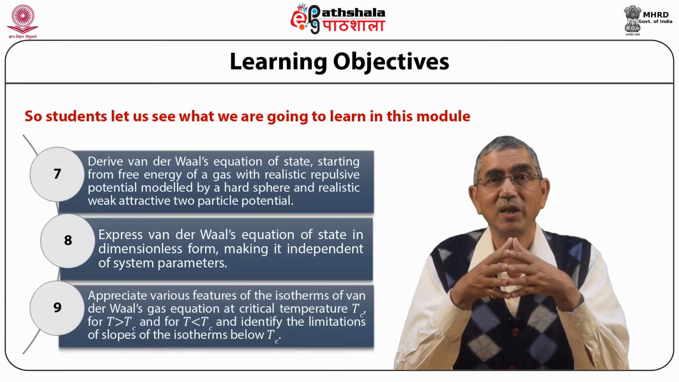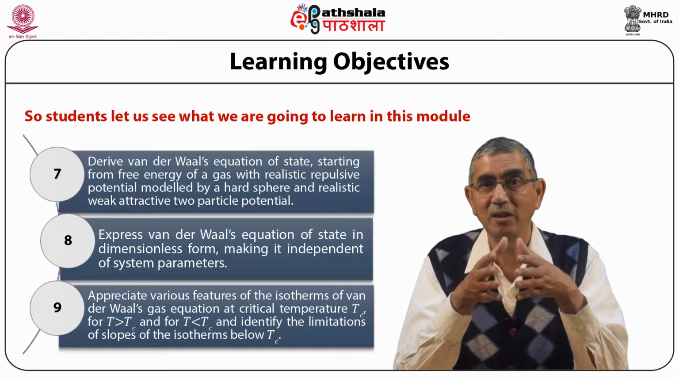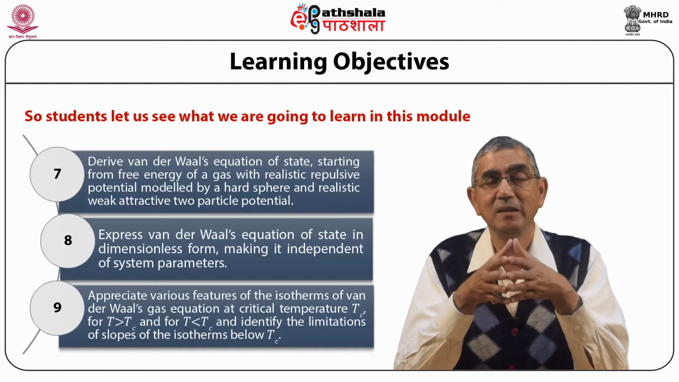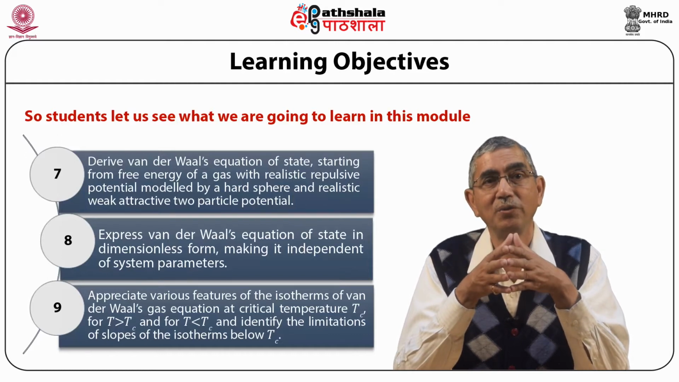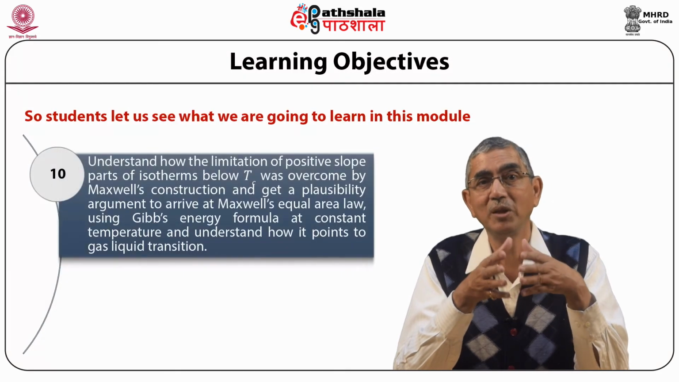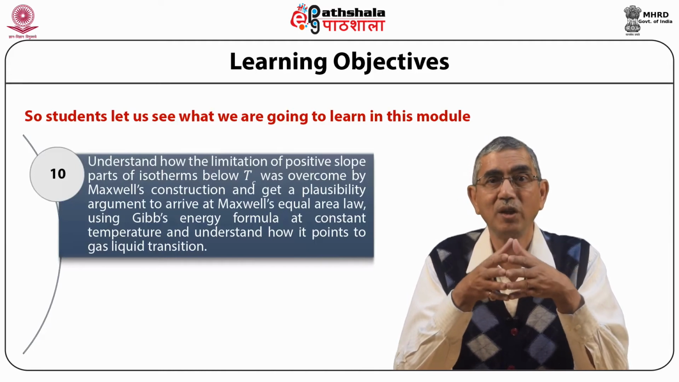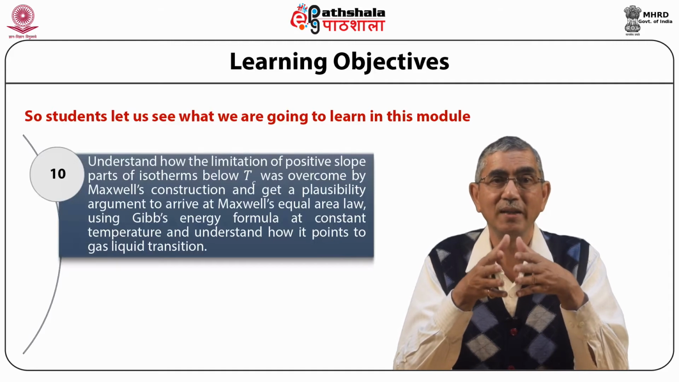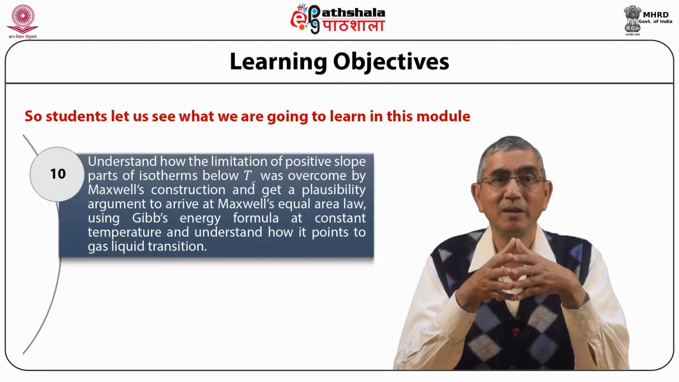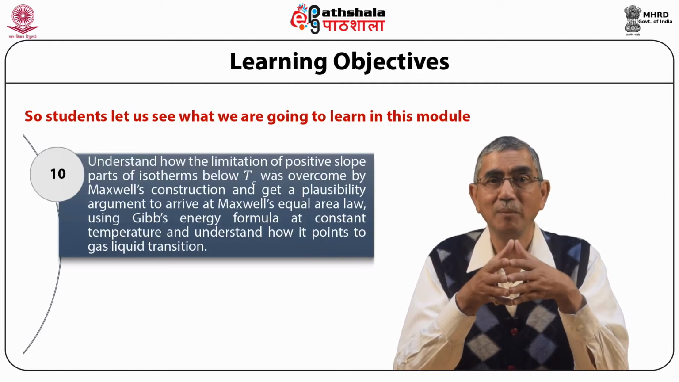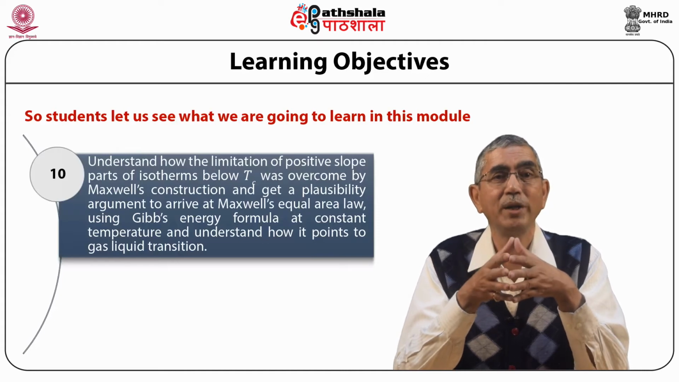Appreciate various features of the isotherms of van der Waals gas equation at critical temperature Tc, for T greater than Tc and for T less than Tc, and identify the limitations of slopes of the isotherms below Tc. We will try to understand how the limitation of positive slope parts of isotherms below Tc was overcome by Maxwell's construction and get a plausibility argument to arrive at Maxwell's equal area law using Gibbs energy formula at constant temperature and understand how it points to gas-liquid transition.